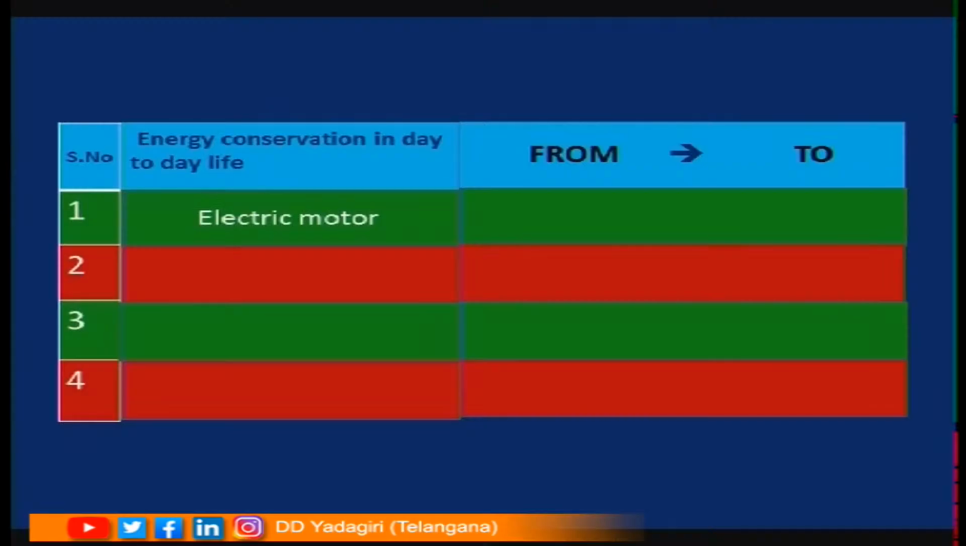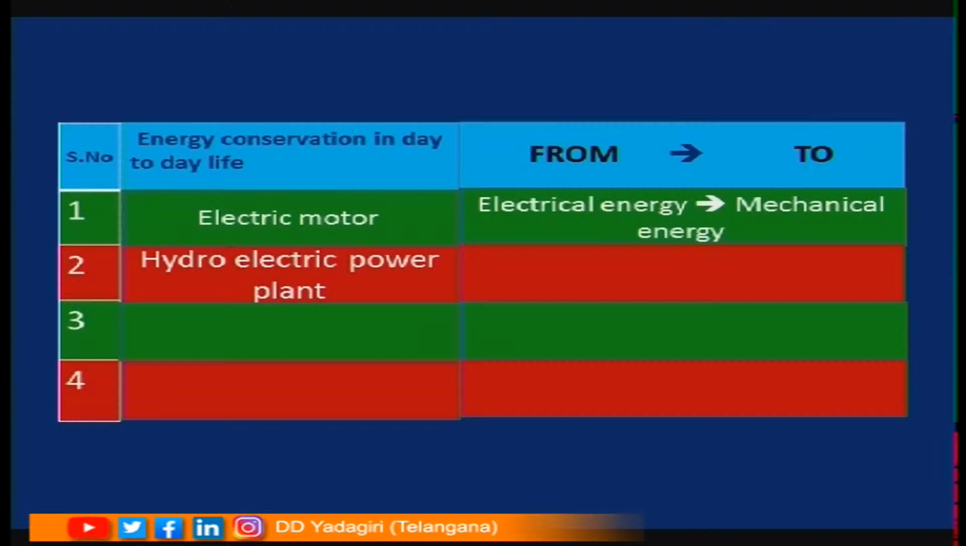Some more examples, electric motor. Do you know about this, children? What is an electric motor? An electric motor is generally observed in various appliances like grinders, fans and in the agriculture field also. Whenever power is supplied to that electric motor, it rotates, which means electrical energy is converting into mechanical energy.